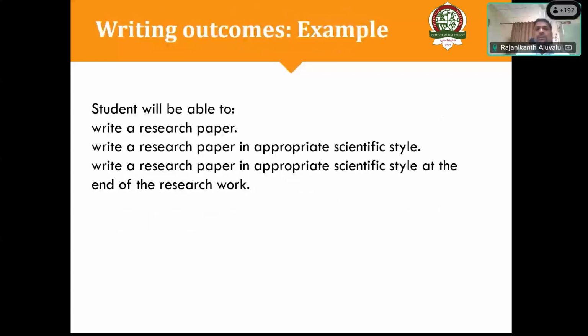So moving further, a simple example to understand. This is an example I always give, because people across any domain can easily understand. See here, there is an outcome which says write a research paper. This looks fine and comfortable for everyone, but this is an incomplete outcome. This is not an effective outcome. Look at the second outcome, which says write a research paper in appropriate scientific style. Of course, this looks complete, but still I say this is incomplete because the criteria is missing.